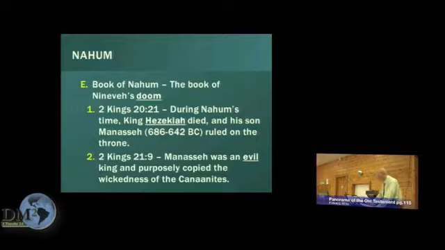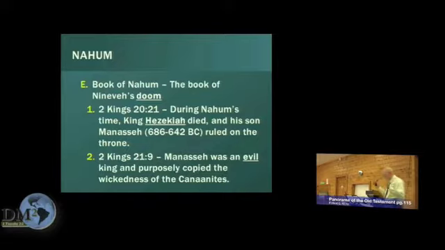Verse 6, he made his sons pass through the fire, practiced witchcraft, and used divination, and dealt with mediums and spirits. He did much evil in the sight of the Lord. Verse 7, he set the carved image of the Asherah that he had made in the house of which the Lord said to David and to his son Solomon, in this house and in Jerusalem, which I have chosen from all the tribes of Israel, I will put my name forever.